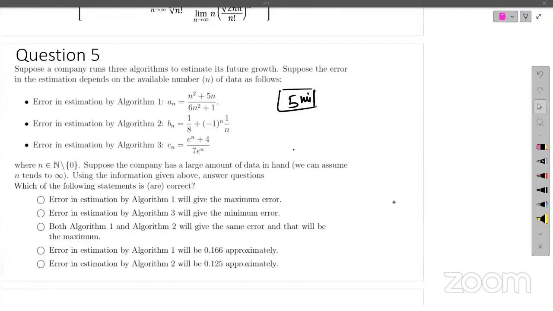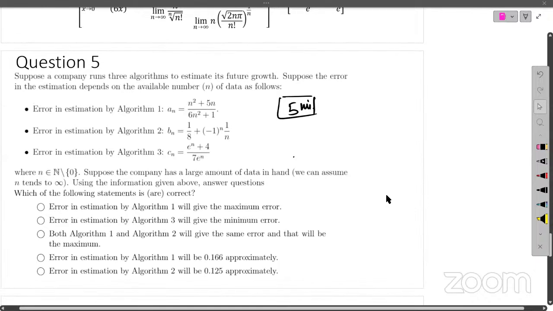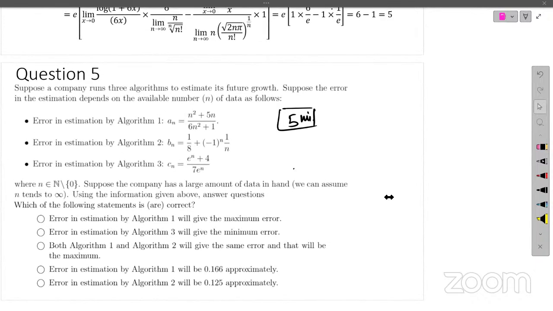So, shall we discuss this, or do you want to do that? I have only one answer so far. Ma'am, I'm stuck on the log part. The limit of log(1 plus x) by x as x tends to 0, right? You have asked us to convert it to infinity form. So what I did is I just changed the limit to x tends to infinity and did the same thing.